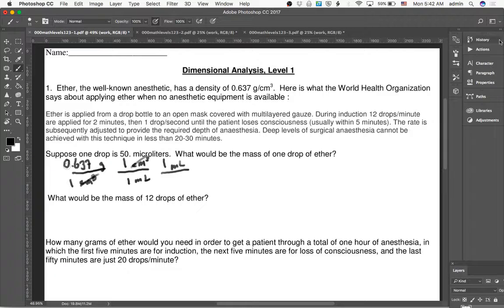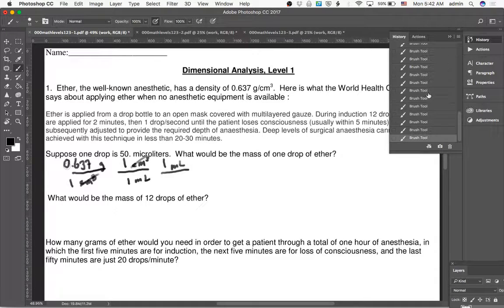You can just convert this to liters. So let me do so. 1,000 milliliters equals 1 liter, and 1 liter equals 1 million microliters, and we have a certain number of microliters in this drop. 50 microliters.